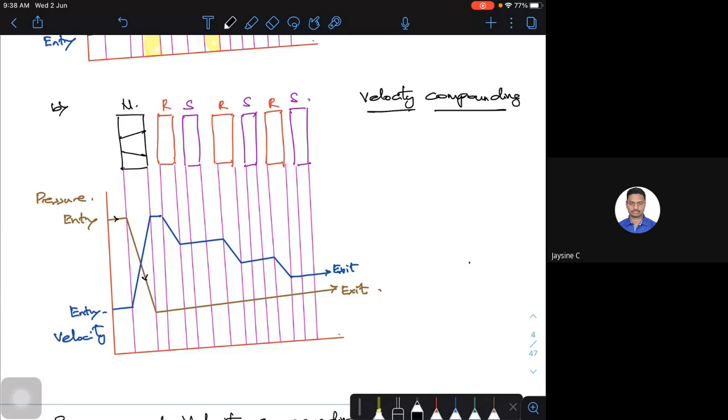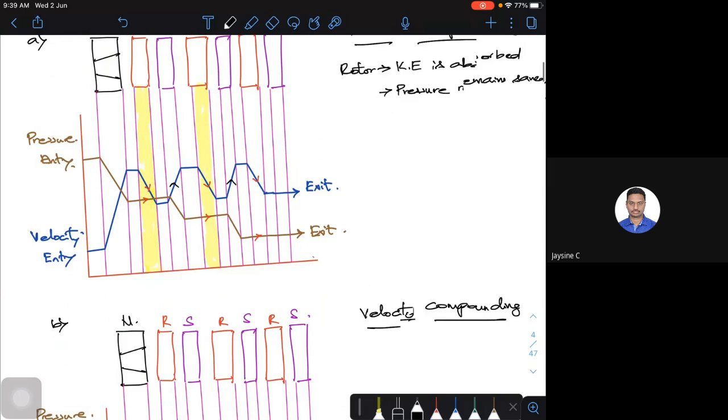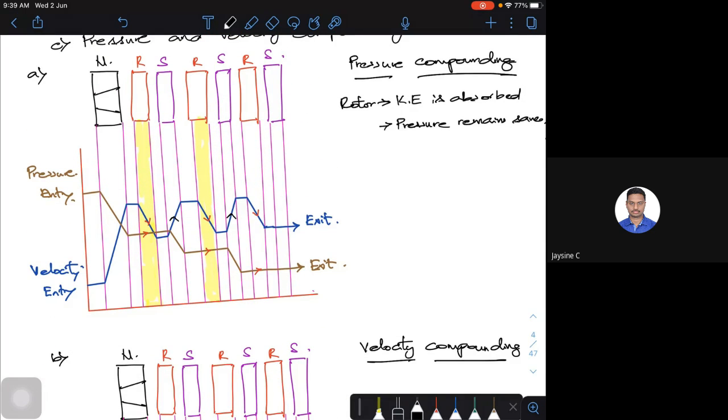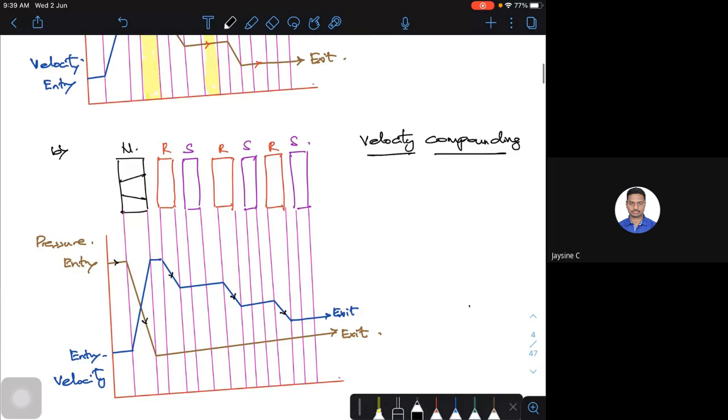But what's happened to the velocity? The velocity is getting absorbed only in the rotor, and in the stator it is remaining constant. But what used to happen in pressure compounding? The velocity was increasing in the stator, but in case of velocity compounding, in the stator, the velocity is kept constant. Sorry, it remains same in the stator, and the rotor absorbs the kinetic energy.